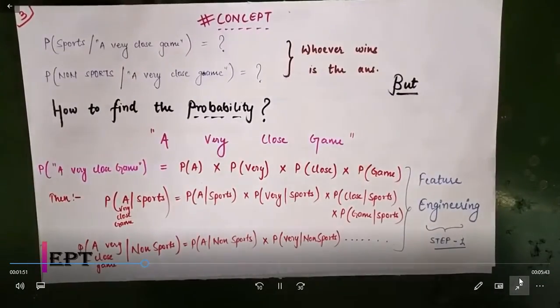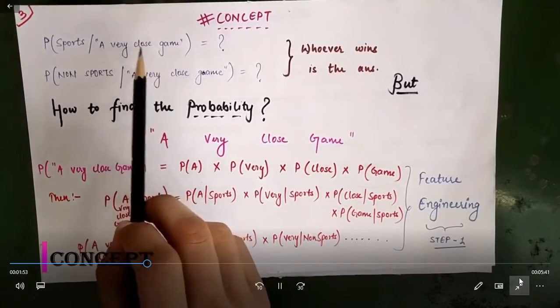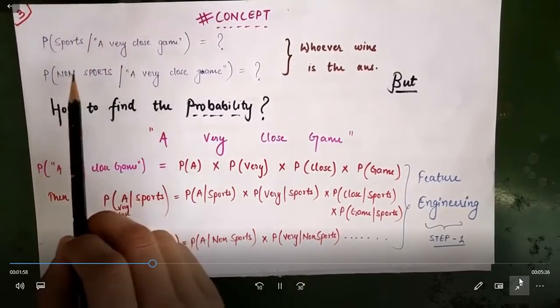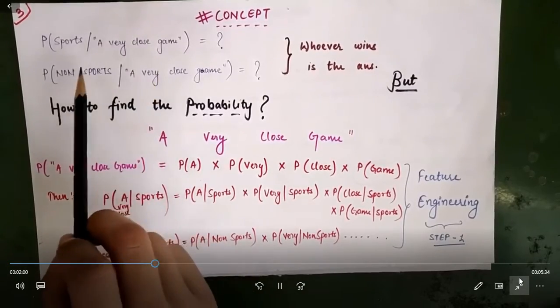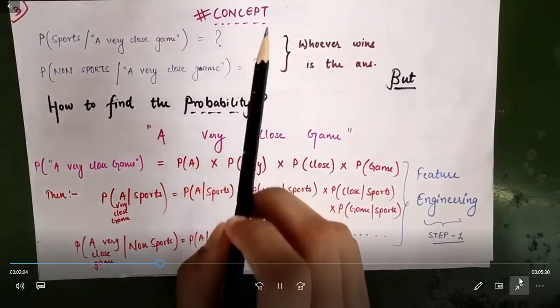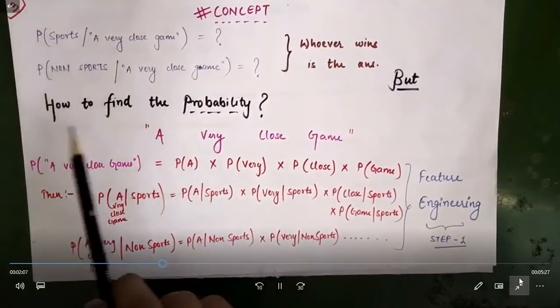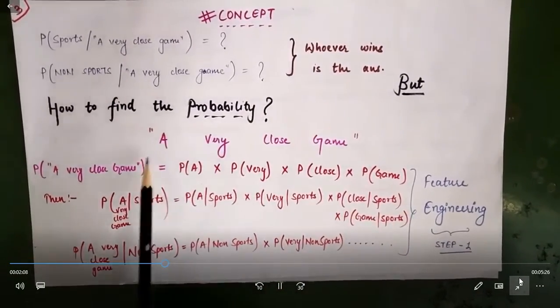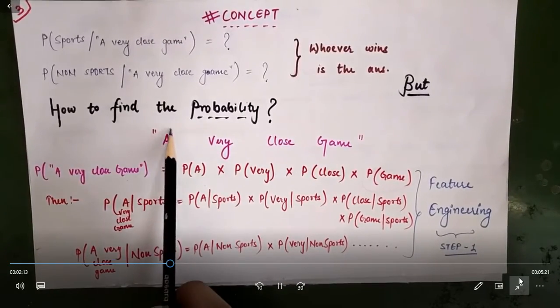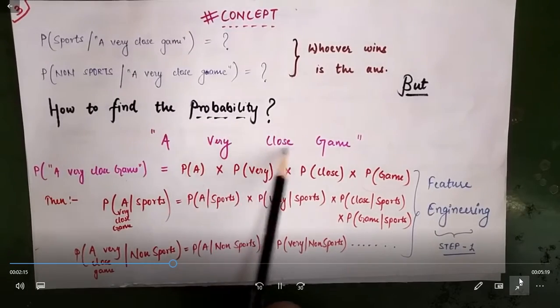Okay, so now let's see the concept behind this. I have a new sentence. I will find the probability that this sentence belongs to the sports category, and the probability that it belongs to the non-sports category. Whichever probability is greater will be my answer. But now see how to find the probability. I have this sentence, 'a very close game'. To find the probability, I have to calculate the probability of each and every word over here.